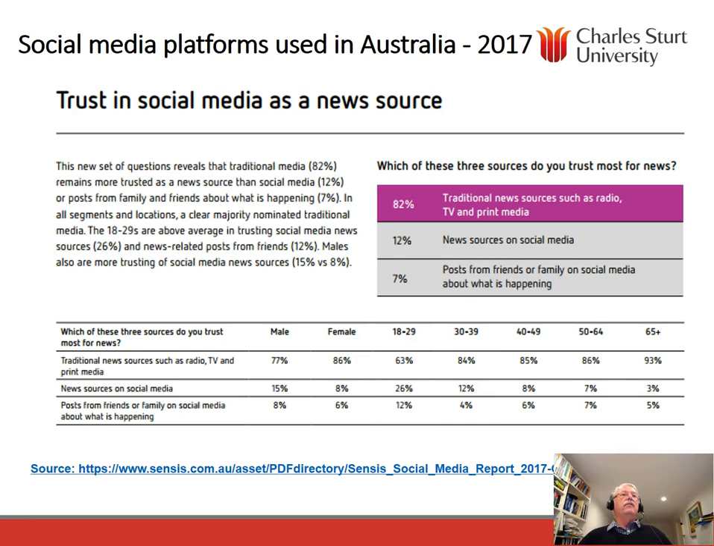So if we talk about trust in social media as a news source, the question was asked, which of these three sources do you trust most for news? 82% trust traditional news sources such as radio, TV, and print. However, only 12% trust the news sources on social media. So you can see that social media have a long way to go in order to garner the trust of the average consumer.